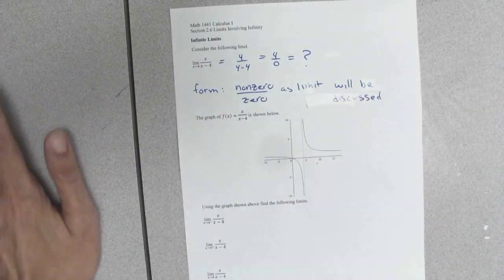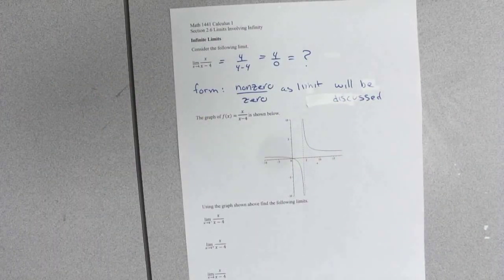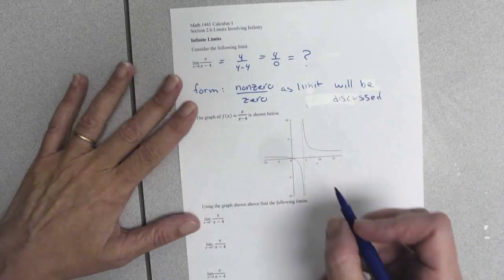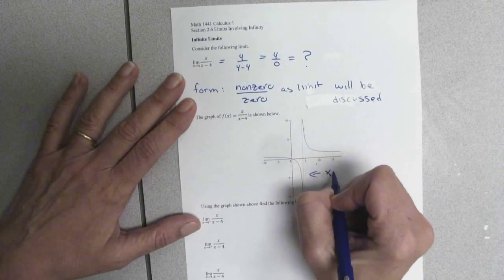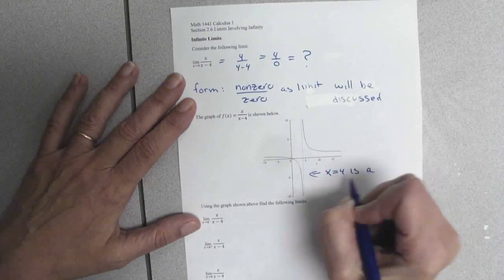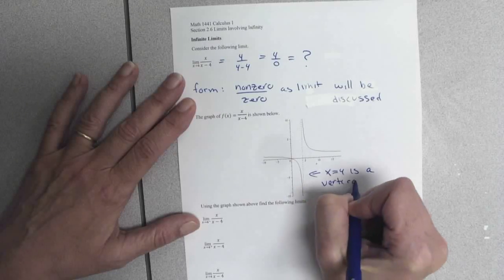Again, if this was a functional value, if this was f of 4, we'd just say undefined and be done with it. But this is a limit. So what I have down here is the graph of x over x minus 4. And we see that we have a vertical asymptote at x equal 4.